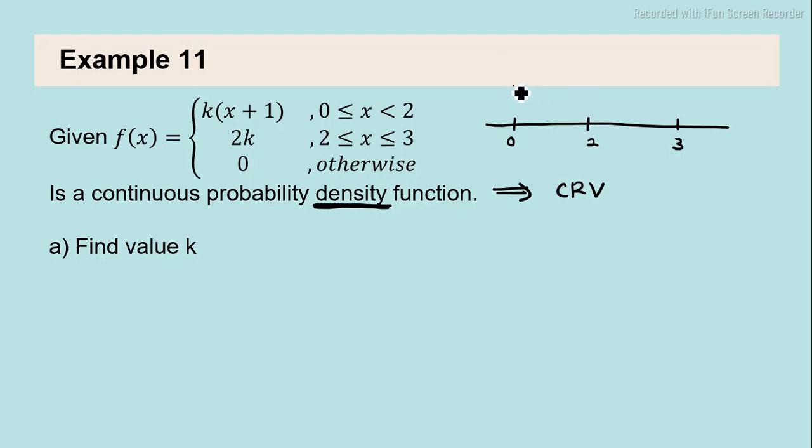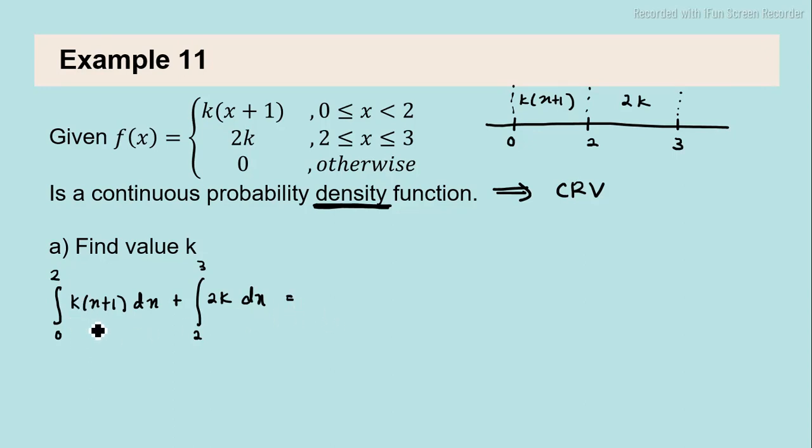Okay, so from 0 to 2, your function is k(x plus 1). Okay, from 2 to 3, your function is 2k. Okay, and 0 is otherwise lah. So now ini yang kita akan gunakan untuk cari nilai k. Kita akan integrate dia. So, integrate from 0 to 2, your function is k(x plus 1) dx, plus integrate from 2 to 3, your function is 2k dx.